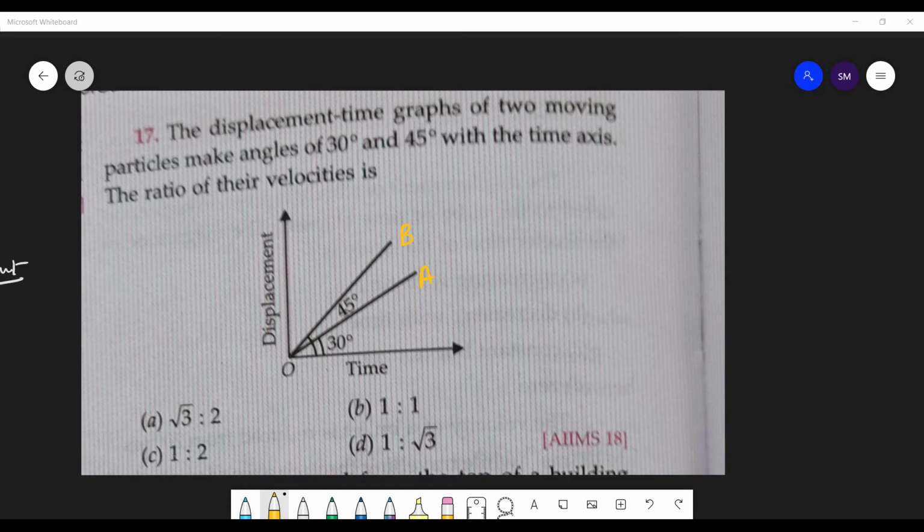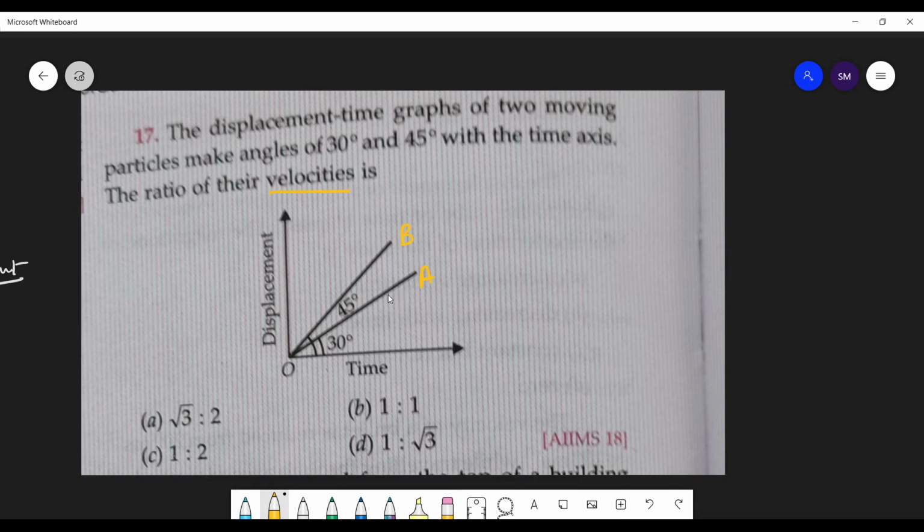Naman, Rishu. Rishu, are you there, beta, or not? Okay, so are you understanding? Right. Which option? Option B. D. C.